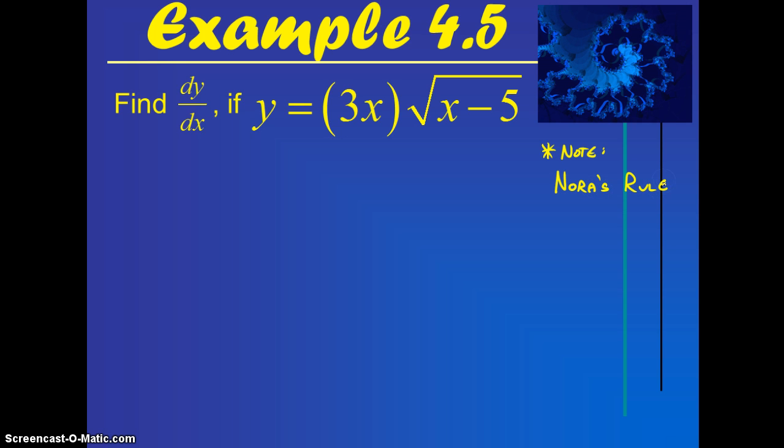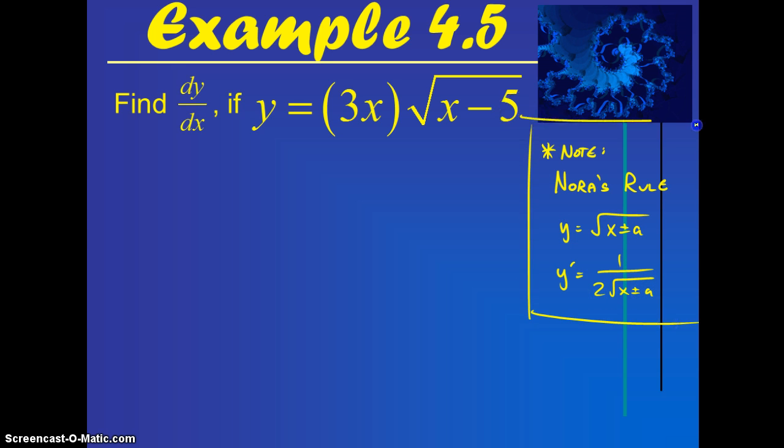because that's my daughter. So Nora's rule says that if y equals the square root of x plus or minus a, then y prime is always going to be 1 over 2 square root of x plus or minus a. This is a pretty awesome rule to have, because without Nora's rule, we would have to take the limit as h approaches 0 for this kind of little side problem and figure out what its derivative is. It's 100% possible, but it's just a lot more writing rather than just knowing Nora's rule.